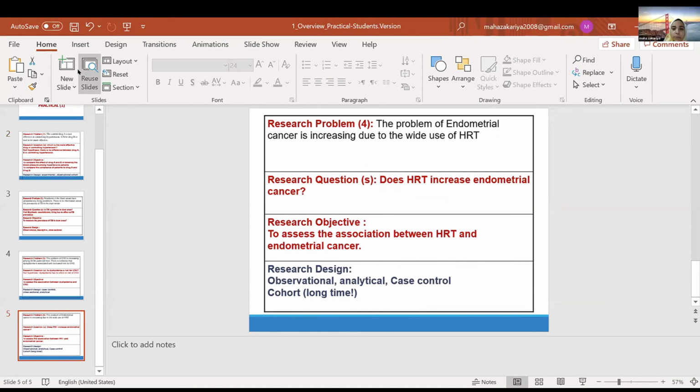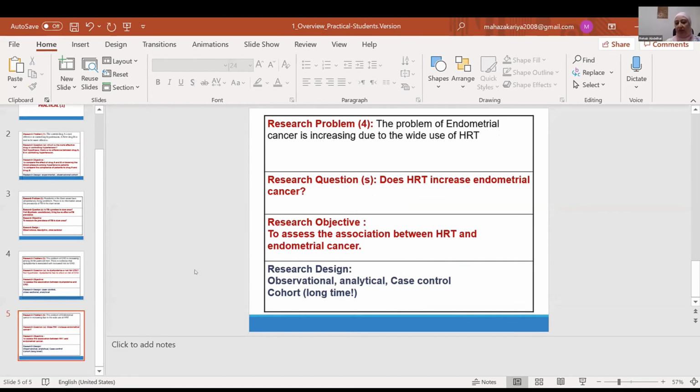So for our group, we use association in all the problems. For the research question, does hormonal replacement therapy increase endometrial cancer? Objective: to assess the association between hormonal replacement therapy and endometrial cancer. We'll use an observational analytical case control study. Cohort is available at the theoretical level because it would take a long time to get the results. Okay, super.